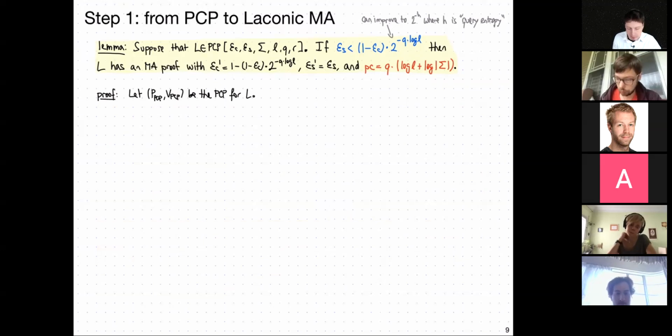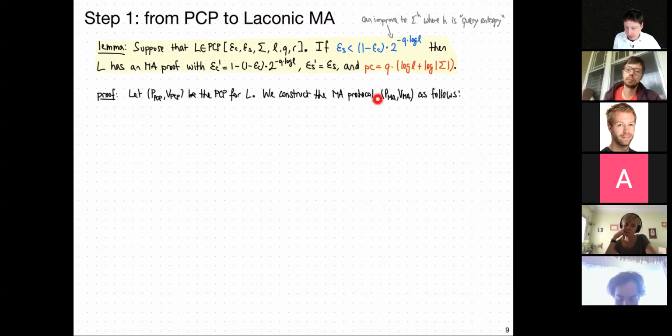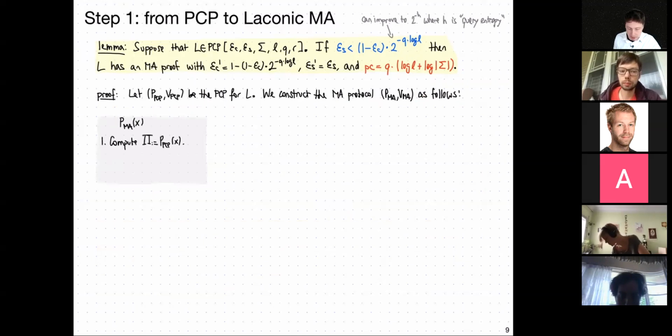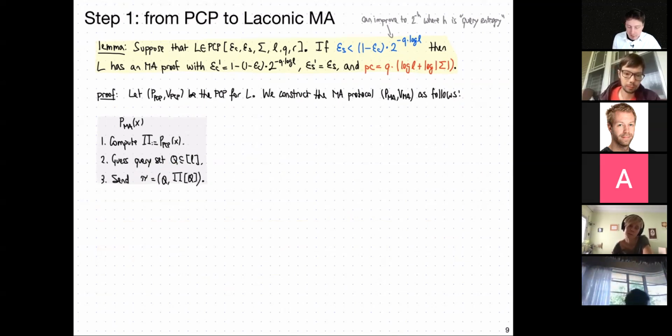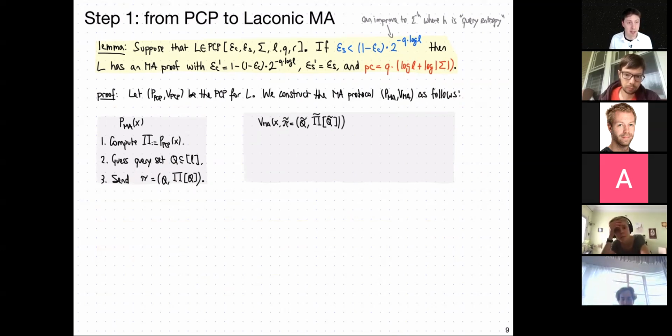So let's prove it. It's actually pretty simple. We have a PCP, and we construct an MA protocol as follows. Here's the prover, and what will it do? It will construct the PCP according to the PCP prover, and guess what queries the verifier will make, and it will just say, "Hey verifier, here is the proof. Here are the queries that I guessed for you, and here's the local view of those queries of the PCP that I computed." So it just sends a partial PCP restricted to a local view that the prover thinks is where the verifier is going to look.